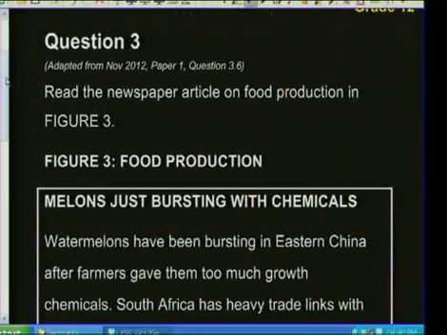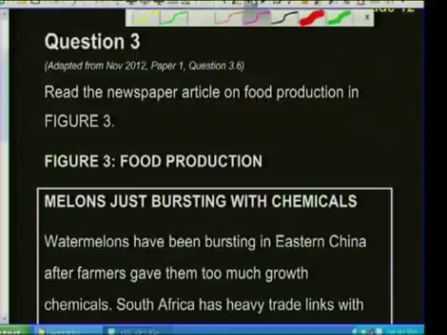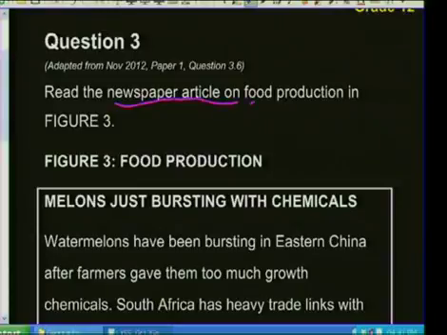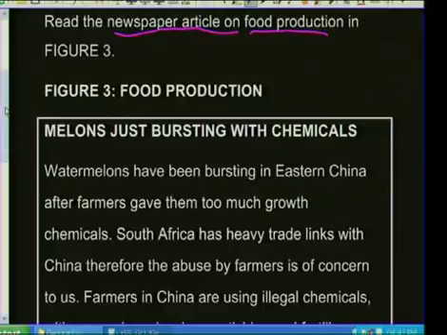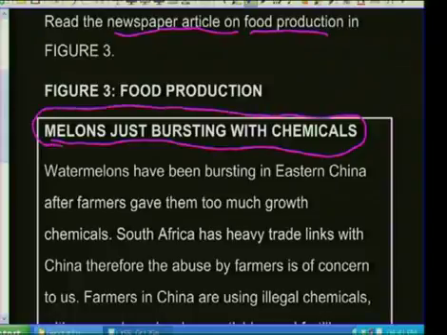Question 3. This is on an article also. And you will find again how much information you get from the article that answers your questions. It says, read the newspaper article on food production. Let's read through it. Melons are bursting with chemicals. The examiner has given you already a little idea here. We're stuffing them with chemicals. Already things like genetic modification start to come to mind, where we're trying to produce bigger stuff.